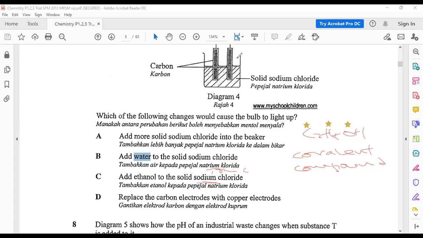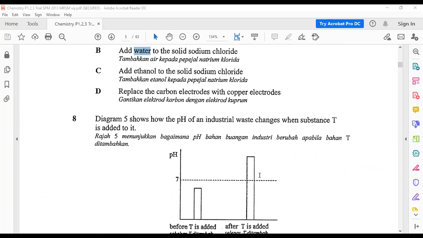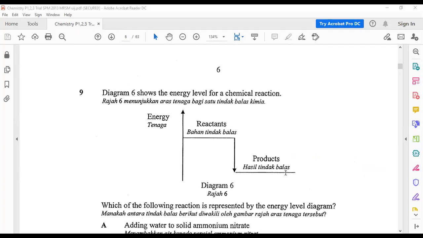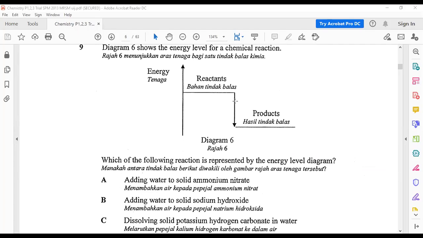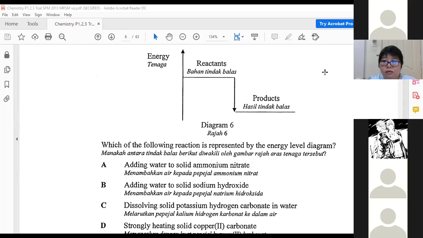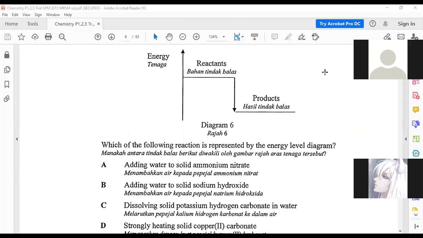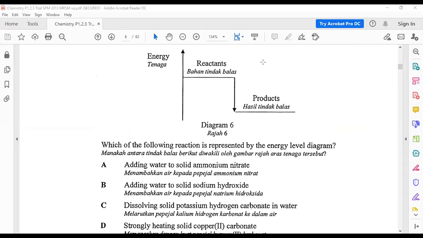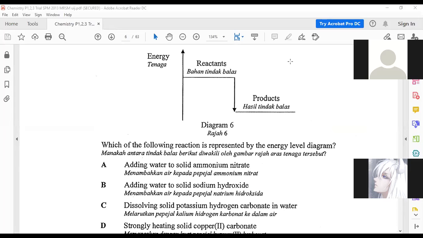Okay, now we move on to question number 9. The diagram shows the energy level diagram for the chemical reaction. What type of reaction is this? Shall we hear from Shakira? Shakira, what's your answer? Okay, Shakira was saying this is exothermic reaction. Okay, correct. Why exothermic reaction? I want an explanation from one of you.